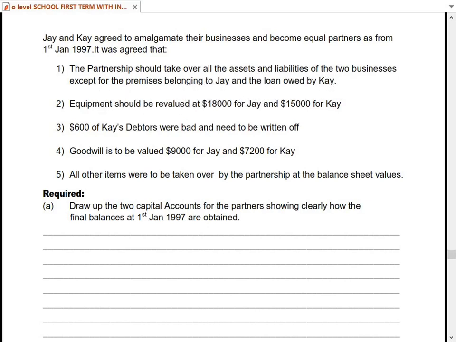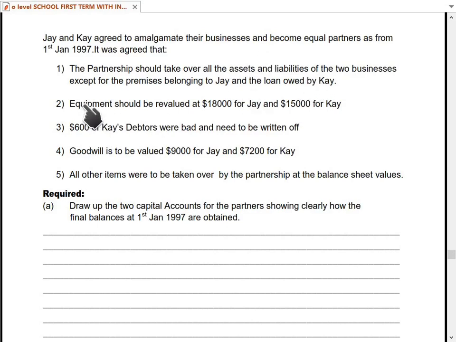J is not willing to bring his premises to the partnership business. Why? Maybe because of family reasons. His premises were bought by his great-great-grandfather, and he does not want his premises to become part of the business. So we allowed him not to bring over his building. Then the loan by K, we do not want the loan from K. Therefore, we told K that he may pay off his loan himself, and we are not responsible for his loan.